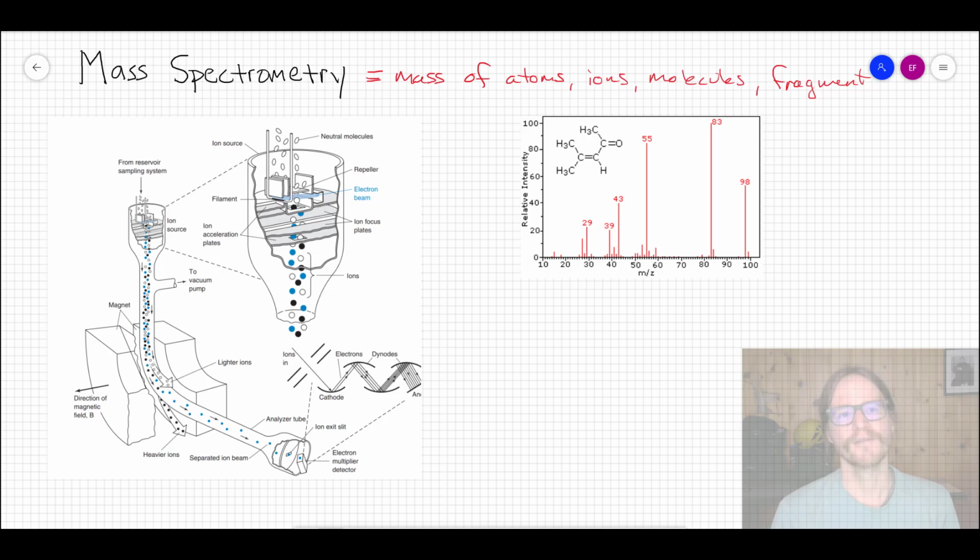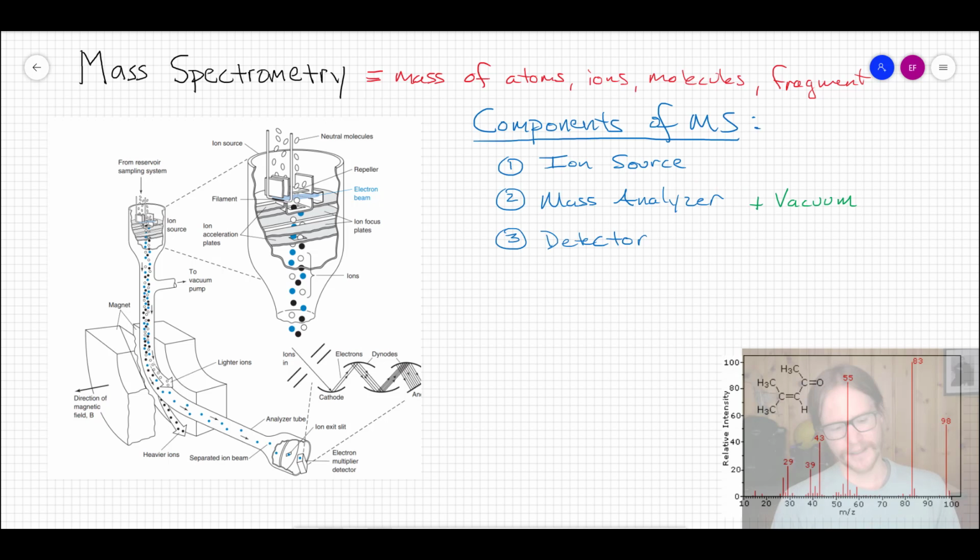The product of a mass spectral analysis is a mass spectrum, and they look very different depending on what you're trying to weigh and what you're trying to measure. In this case, this is a mass spectrum of a small compound that I have here, from a GCMS, from a gas chromatography mass spectrometry system.